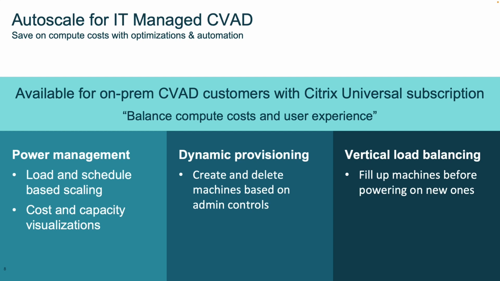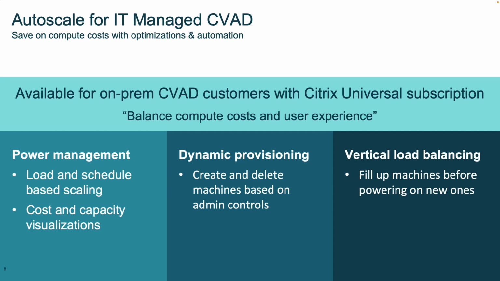We have also introduced Autoscale for IT managed CVAD. So for those of you who aren't familiar, Autoscale introduces load-based scaling and schedule-based scaling to help you save on compute costs with optimizations and automation. So you can do that power management. You can also have dynamic provisioning to create and delete machines based on admin controls, and you can do vertical load balancing.